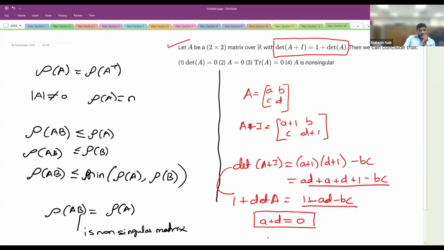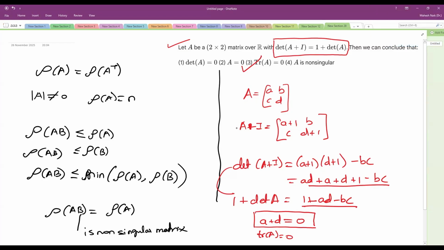So A plus D, and what is this A plus D actually? It is the trace of matrix A. So trace of A is equal to 0. Option 3 can be confirmed looking at this expression. Sir, can I say something about it?